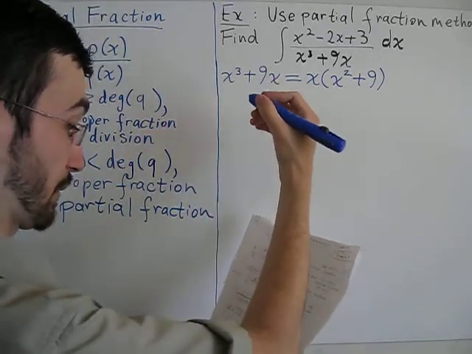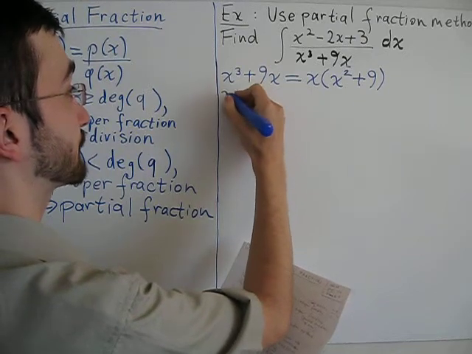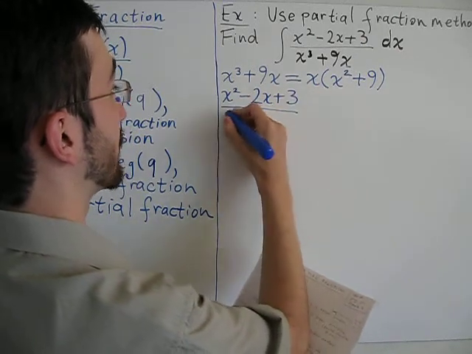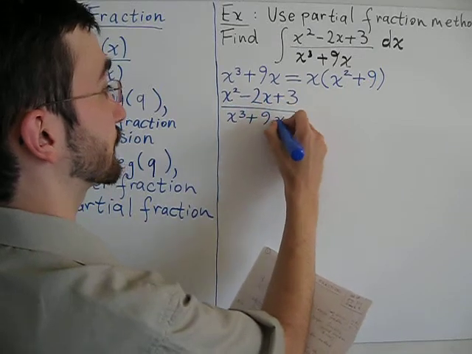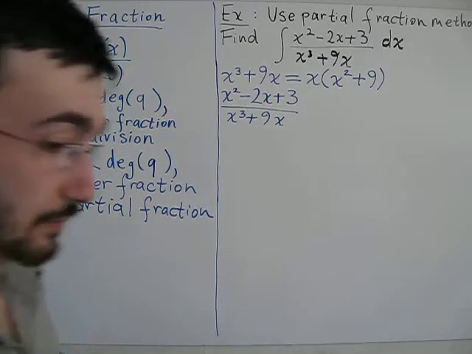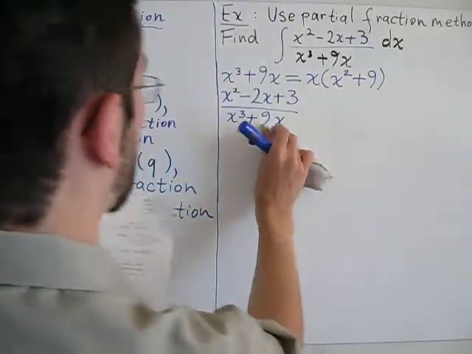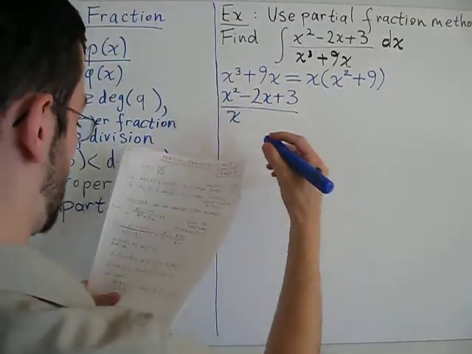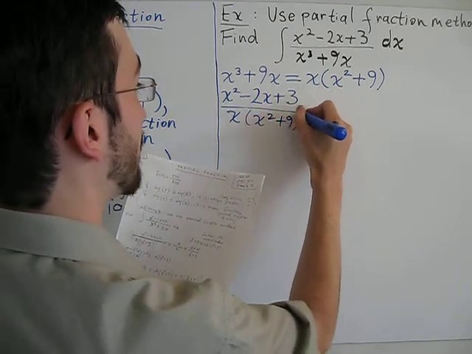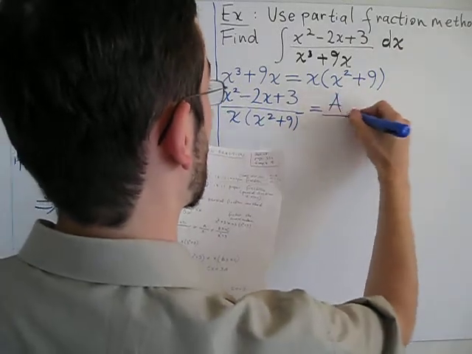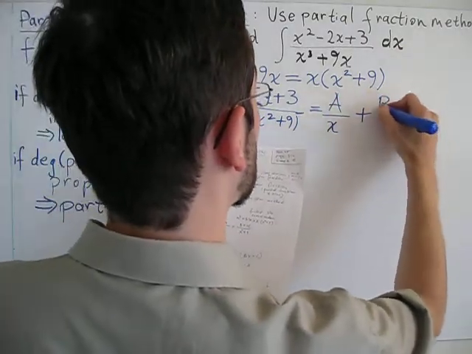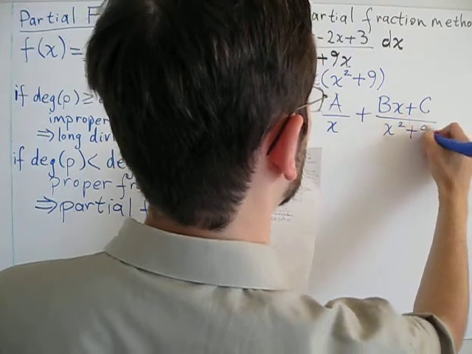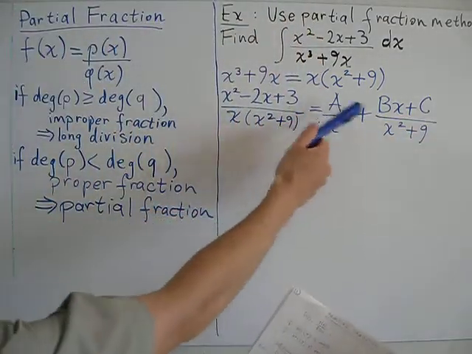So let's start by writing the original integrand, x squared minus 2x plus 3 divided by x cubed plus 9x, in the factored form, that is equal to x times x squared plus 9, and we will write this as A over x plus Bx plus C over x squared plus 9. So we shall try to solve for A and B and C.